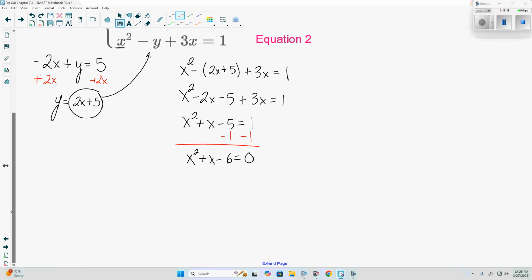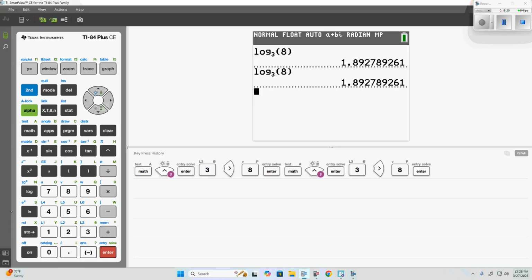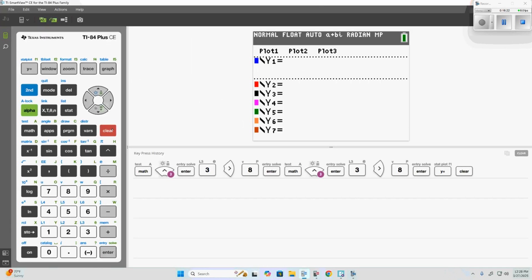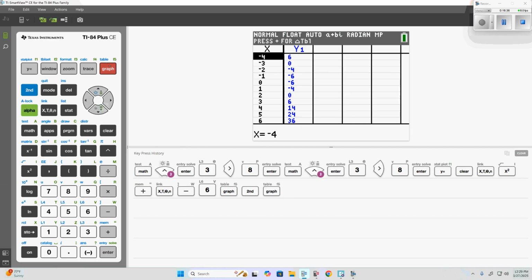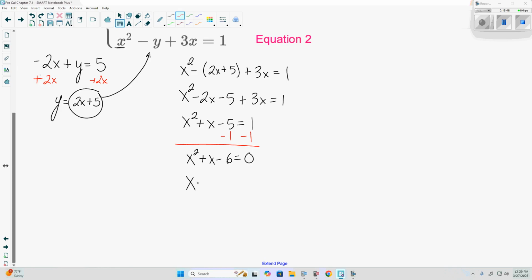Now at this point here, there's not a number in front of x squared, so we can actually graph this and not have to worry about any fractional answers. X squared plus x minus 6 gives us this here. And if we go second graph, we see that the values of x that make the y 0 are negative 3 and 2. So it tells us that the solutions for this here is that x is equal to negative 3 comma 2.